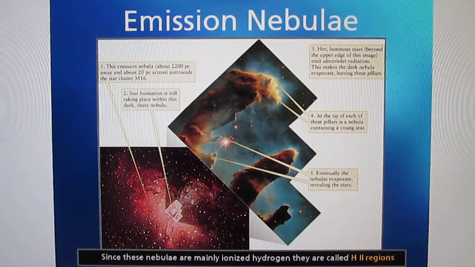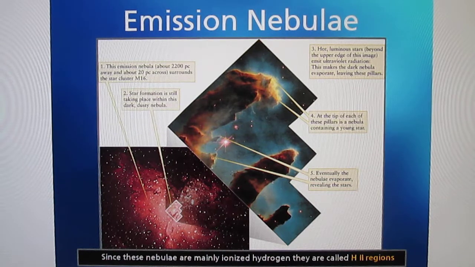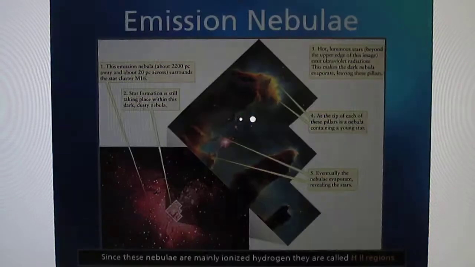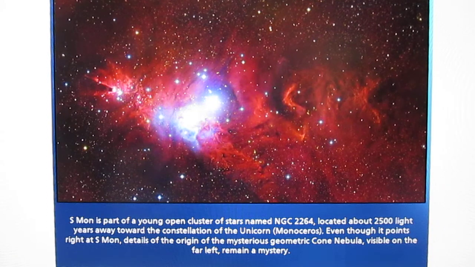Emission nebulae harbor young star clusters. This emission nebula, M16, is an H2 region in space. H2 is just an astronomer's way of talking about a fancy region of hot hydrogen. This is an image of the vicinity of the Cone Nebula. Strange shapes and textures can be found in the neighborhood of the Cone Nebula.